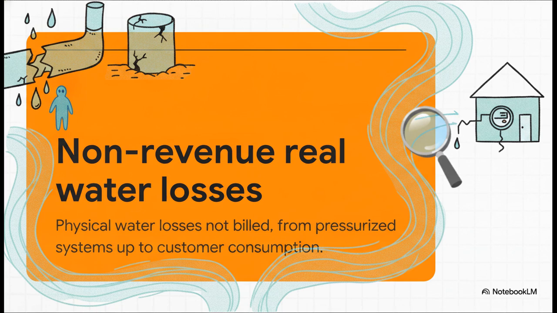In the industry, analysts formally track this as non-revenue real water losses. But let's ditch the jargon, let's just call it ghost water. We're talking about the physical leaks from pressurized mains and storage tanks that happen before the water ever crosses a customer's meter. It is basically the infrastructure equivalent of a ghost swiping cash straight out of the register.